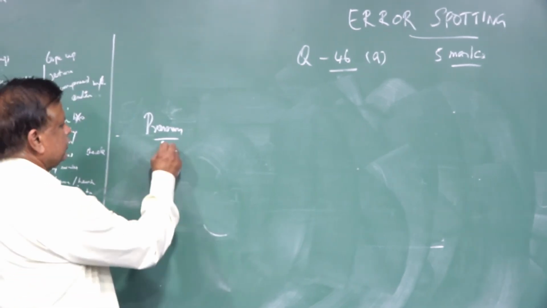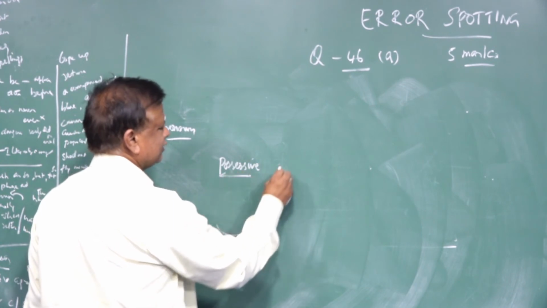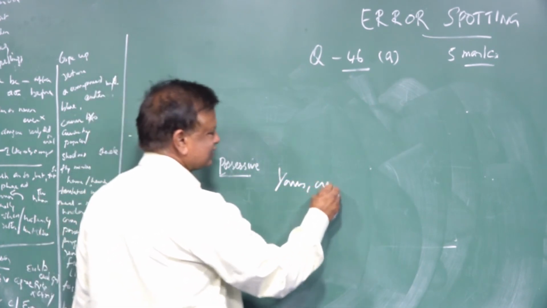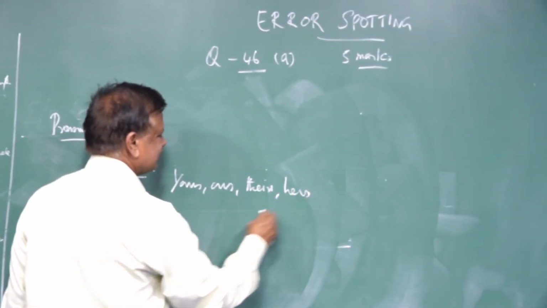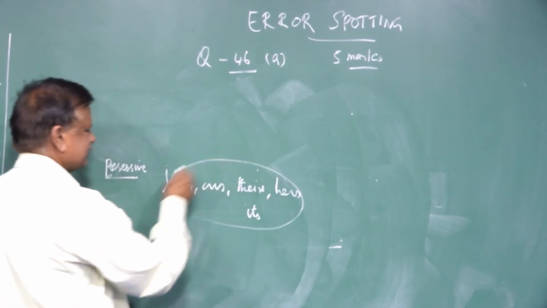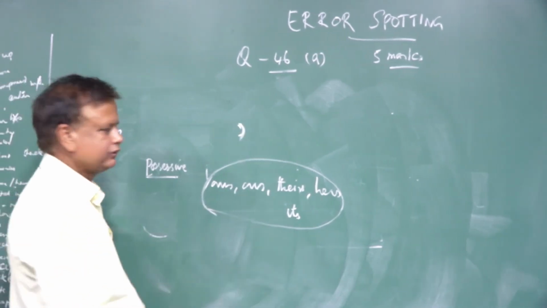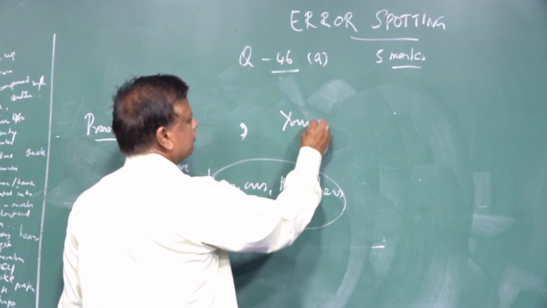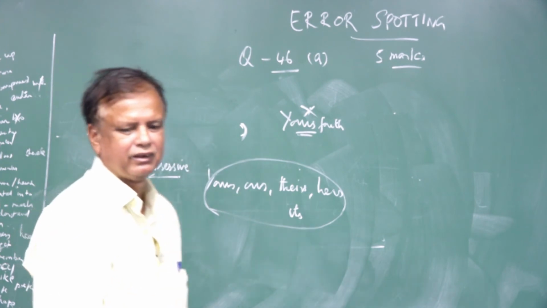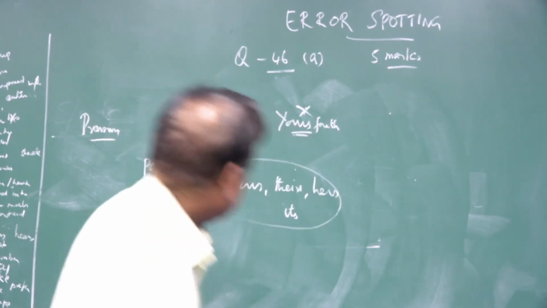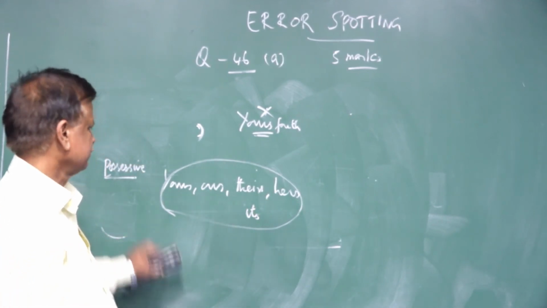The next thing in the pronoun that you should remember is possessive forms. Possessive forms: yours, ours, theirs, hers, its. All these possessive pronouns will never carry an apostrophe mark. There should be no apostrophe mark. Even in letter writing, when you write yours faithfully, I should never put this apostrophe mark. That you should remember. Yours, ours, theirs, hers, its. All these will never carry an apostrophe mark.